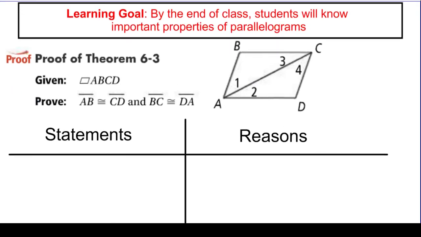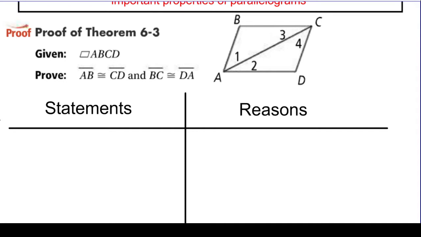We're going to prove that this property is true by using what we know about proving triangles are congruent. The only thing that they're giving us in this problem is that ABCD is a parallelogram. This symbol right here is the parallelogram symbol. So I'm just going to say step one, I have this parallelogram called ABCD. That's given.